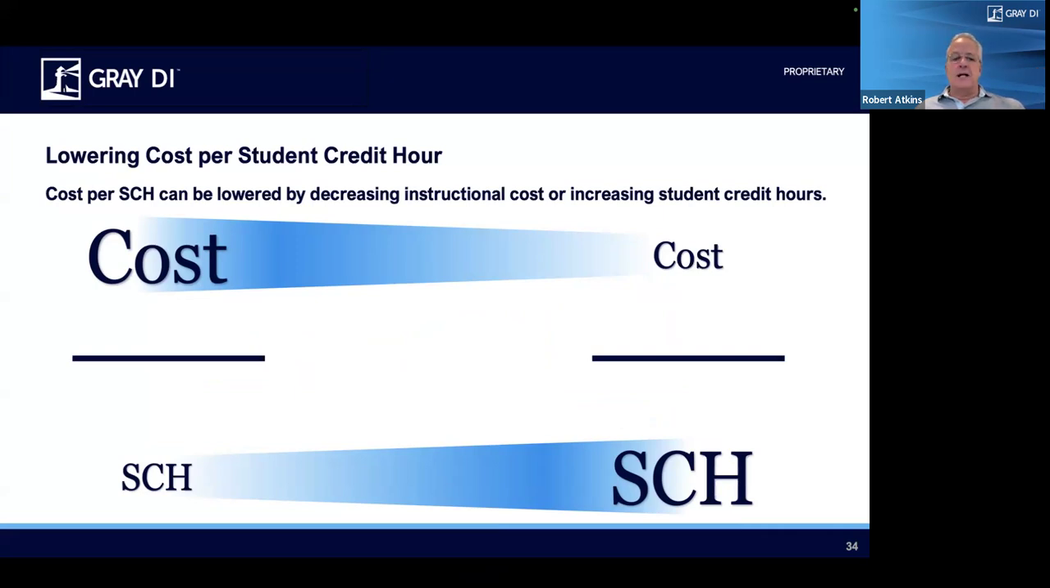There are two ways to reduce that cost. One is to take the cost itself down, to reduce the cost to the instructor. And many of you have seen this over time with the introduction of adjuncts. There is another way to reduce unit cost, though, and that is to increase the number of student credit hours taught in that same course. In other words, increase the number of students in the course. And so we're going to talk through how those two things play out.